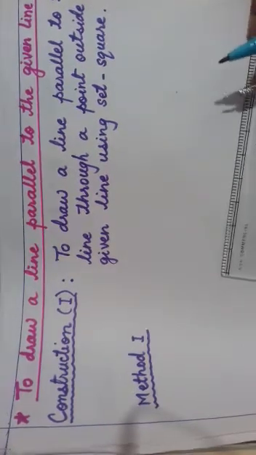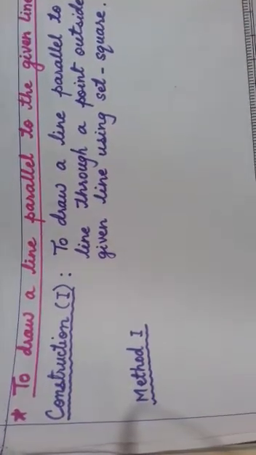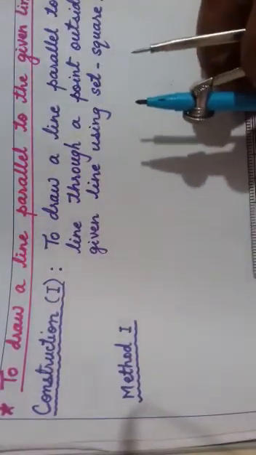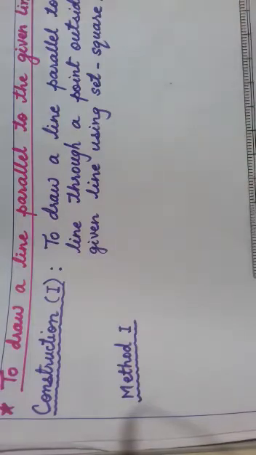Children, in the first part we have studied practice set 2.2, fourth sum and fifth sum. The next part is to start drawing a line parallel to the given line. This is a construction part, and as I already told you, take a compass, ruler and pencil. I am doing the construction here with a pen, but you will use only a pencil and ruler.